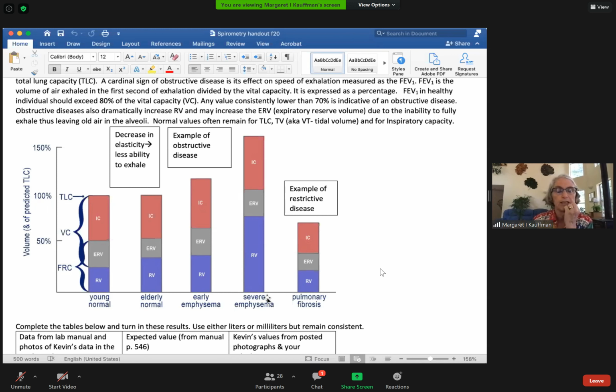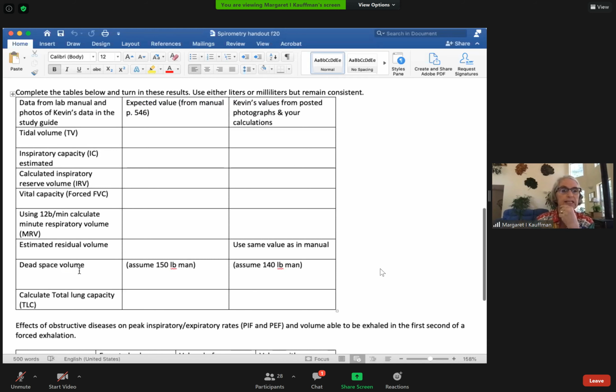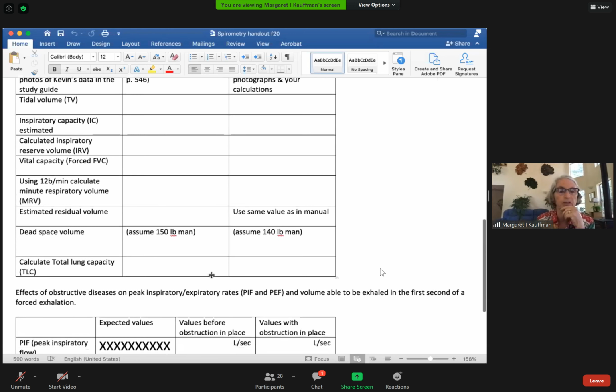So what you're going to do is get these figures that all relate to the lab manual figure that I referred to, which you should really study. I'm having you write down what their normal numbers are. I don't actually know what Kevin weighs, so I just made him 140 pounds, a guess here. So fill this table out. You have a week to do this. It's due on the 29th.